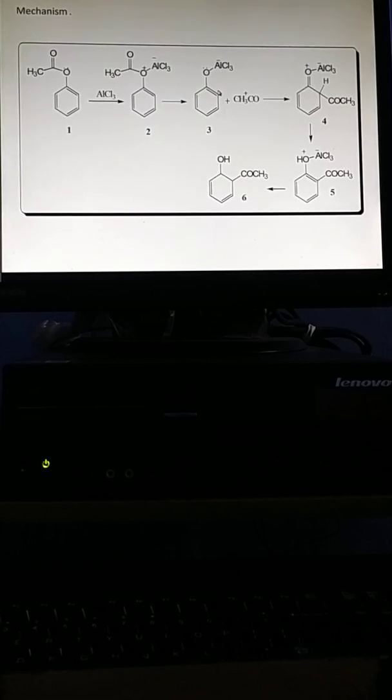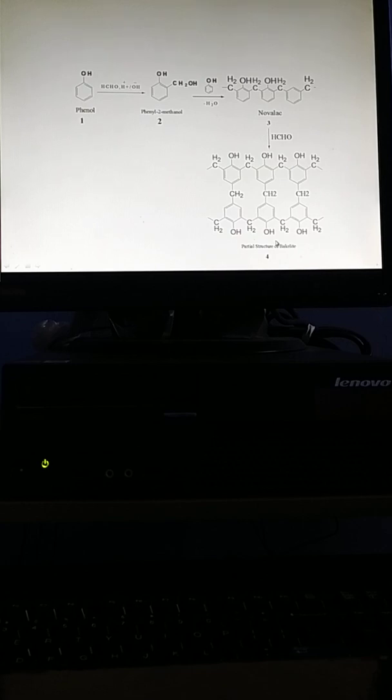As we know, the position 2 of the phenol is electron rich here. So this acyl cation is released from the structure 2, which is present in the reaction, and it attacks the position 2 of the phenol. So we will get the intermediate 4 here. So this is the intermediate 4. In the intermediate 4, there is a loss of proton, meaning there is an aromatization of this benzene ring, and we will get the structure 5 here. When the structure 5 is acidified, we will get the orthohydroxyacetophenol. This is the structure 6.